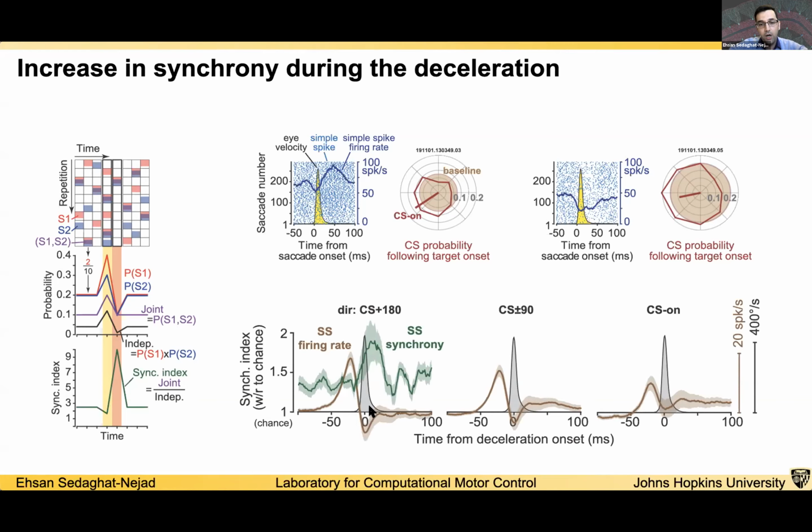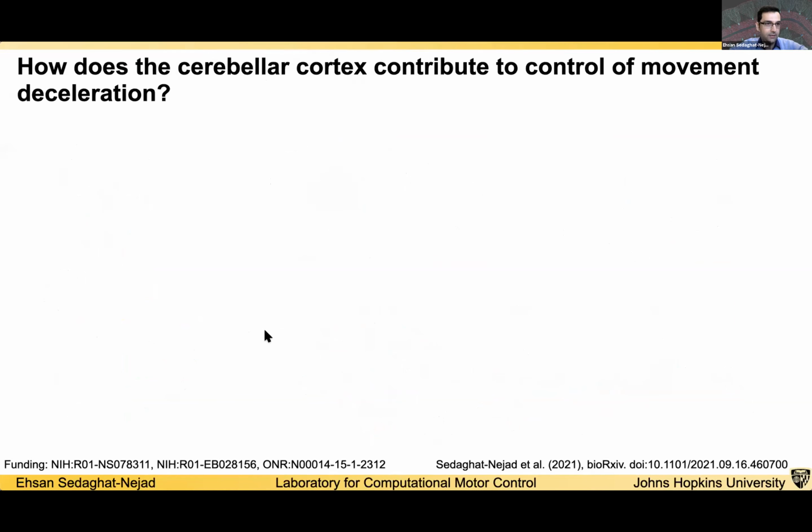It is during the pause or during the saccade itself that the synchrony will start increasing, reaching its peak synchrony after the peak velocity or deceleration onset and before the saccade offset. Again, we saw that this synchrony effect is present in other directions, but is most prominent in direction CS180.